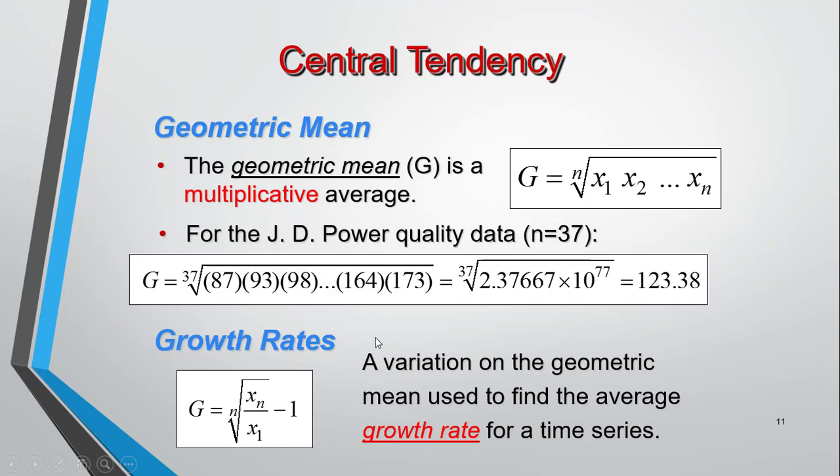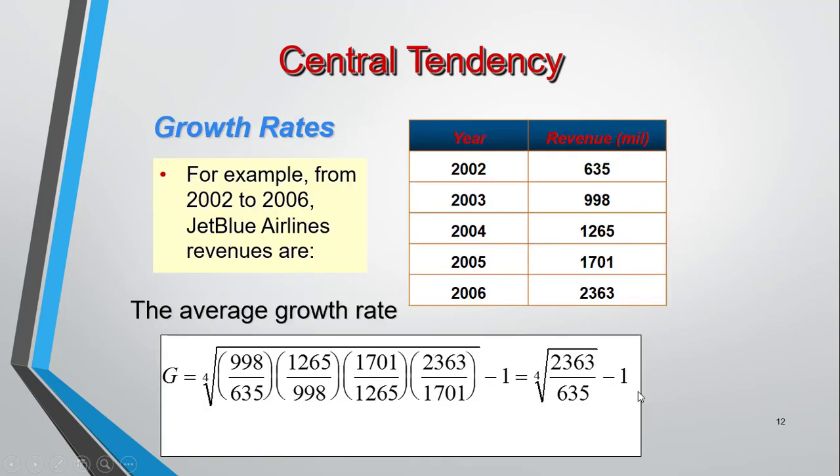Why do we use the geometric mean? Actually, it is used quite often in growth rate calculations. A variation on the geometric mean is used to find the average growth rate for time series data. How do you calculate that? The growth rate equals the nth root of xn over x1, minus 1. That's how growth rate is defined. Let's take an example here.